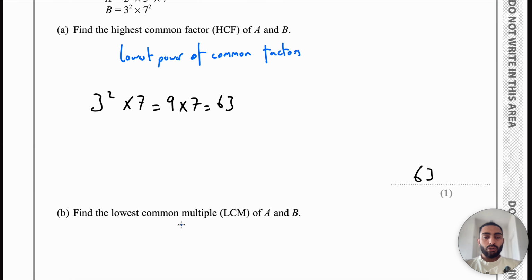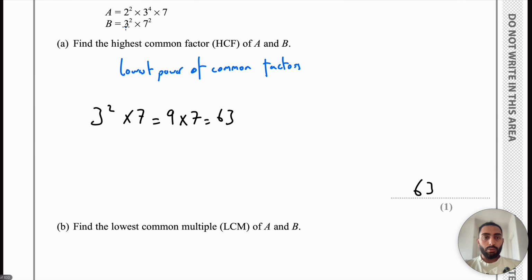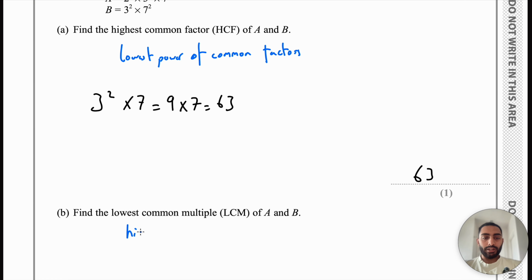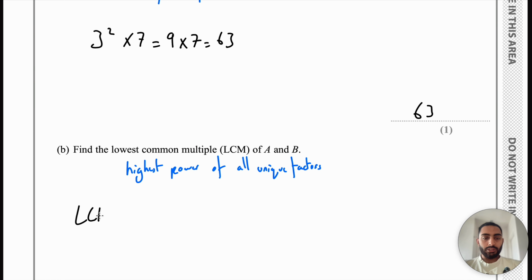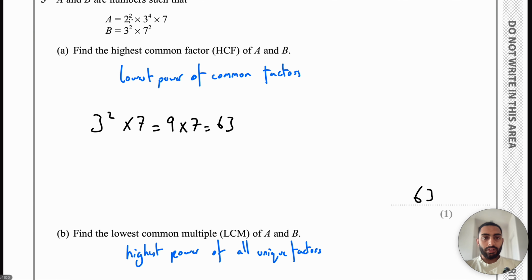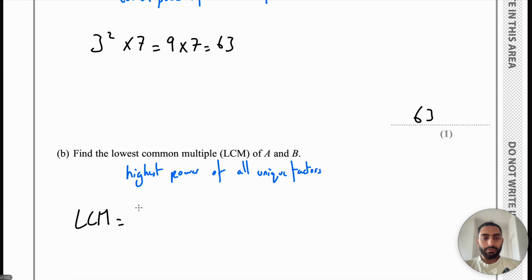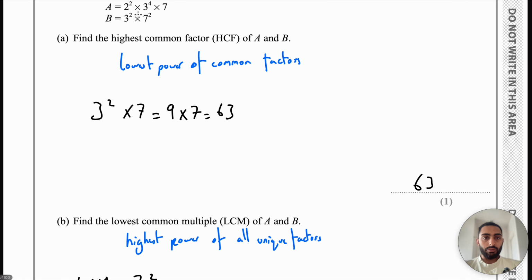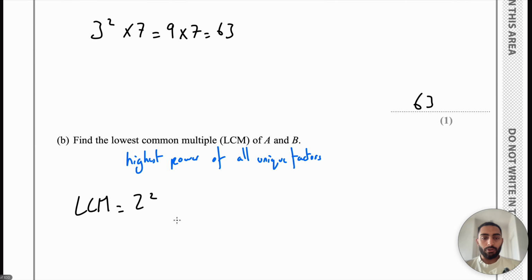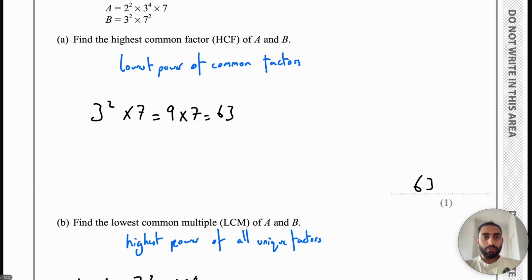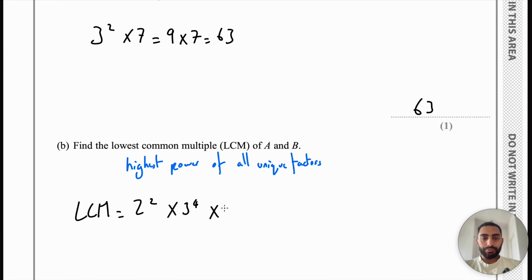Part B, find the lowest common multiple of A and B. To find the lowest common multiple, if they're in index form, we just find the highest power of all of the unique factors. So all of the ones that are different to each other. Let's do that. So the lowest common multiple is going to be the highest power of the 2 is 2 squared. Then the highest power of the 3 is 4, so it's 3 to the power of 4. And then for the 7, it's 7 squared.